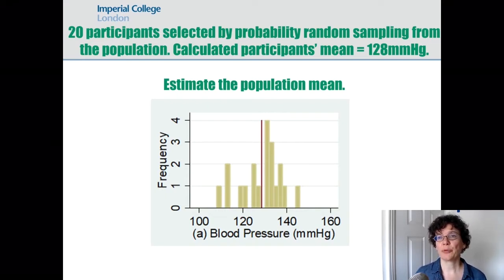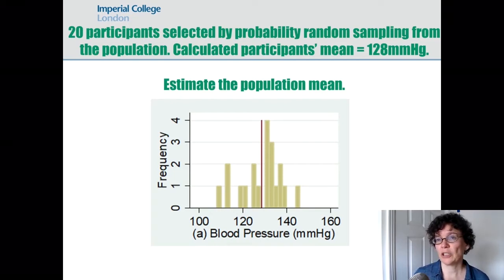This graph shows blood pressure measurements in 20 participants who were selected at random from the population. Blood pressure was measured on each of them. The vertical axis is frequencies, so each bar represents 1, 2, 3 or 4 different patients. The first bar on the left represents one patient with a blood pressure of around about 110. The next bar is two patients with blood pressure of about 112 each. Forgive me for pretending we measure blood pressure this precisely.